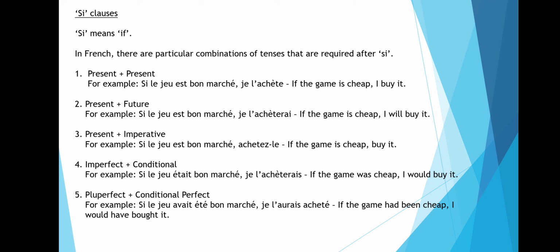And lastly, it's the pluperfect plus conditional perfect, which is what we just learned. For example, si le jeu avait été bon marché, je l'aurais acheté. If the game had been cheap, I would have bought it. So we've learned all of these tenses apart from the imperative, which we will do later.